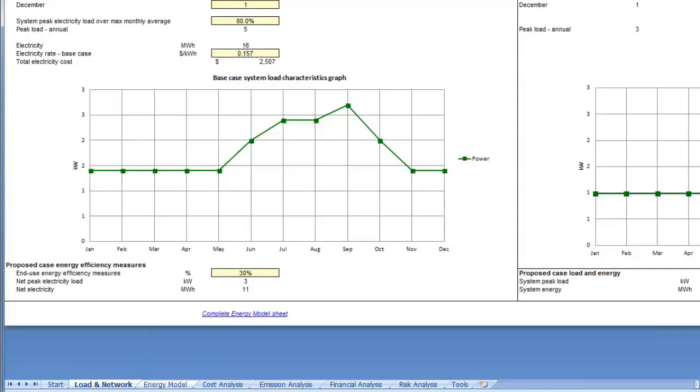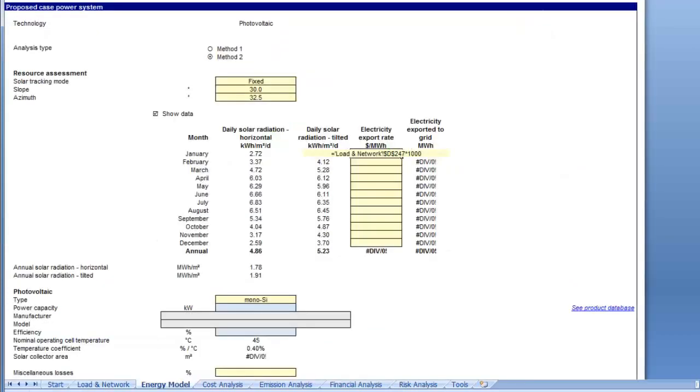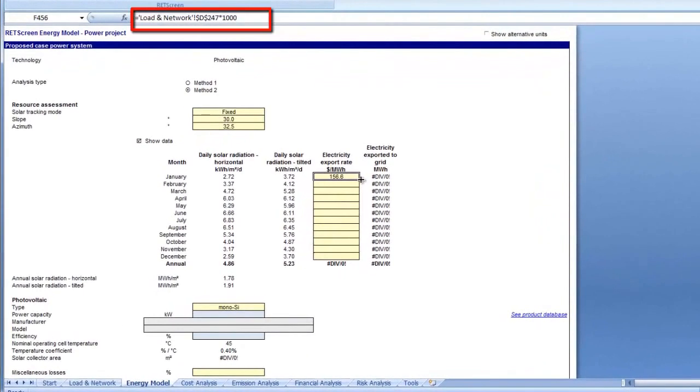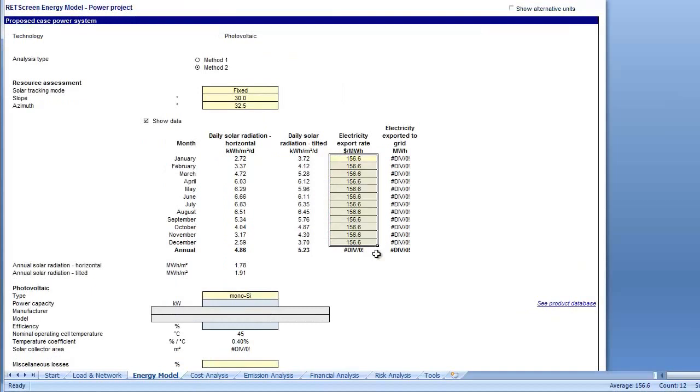For the initial electricity export rate, we will use a value that is equivalent to the energy savings we will realize through on-site energy production. We will use the same value in the base case as the proposed case, which was defined in the load and network worksheet under electricity rate base case. For this, we will type the formula shown and copy this to all the other cells for the balance of the year.